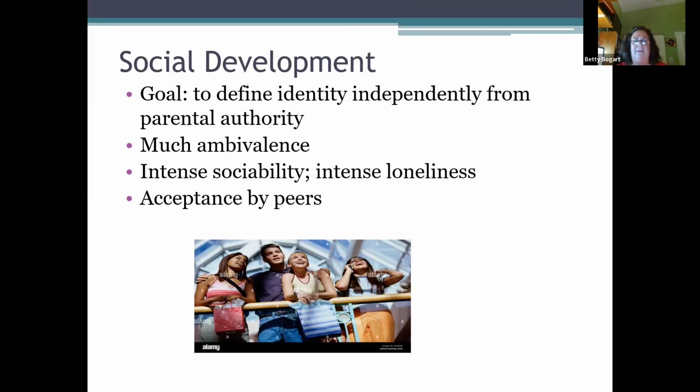Now, social development: you see intense sociability. The adolescents are in school, they're in clubs, they're in sports, they're going to the mall, they're going to the movies, they're meeting here, there, doing all of these social activities. And then you see intense loneliness.